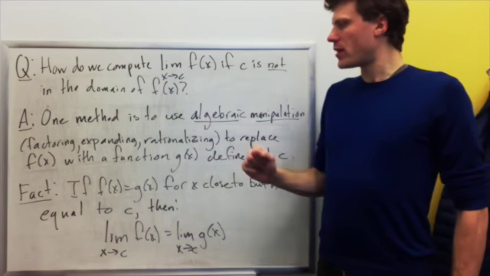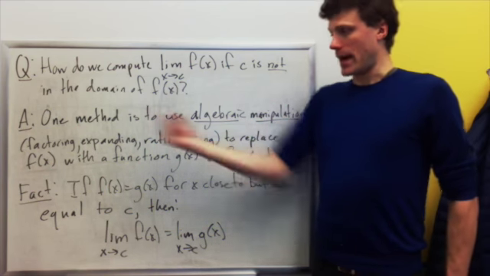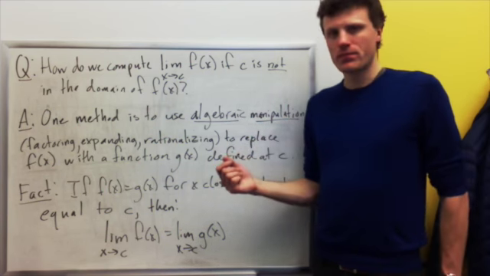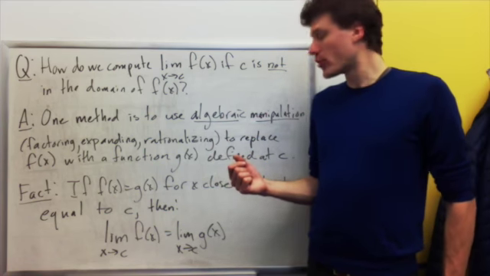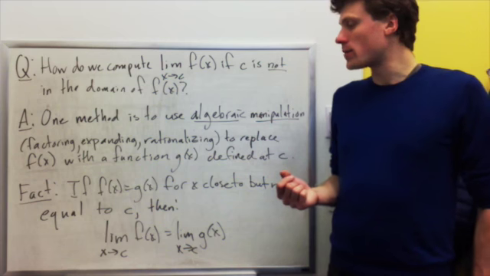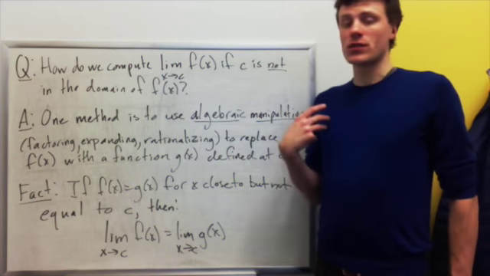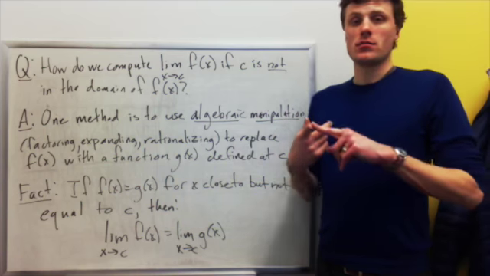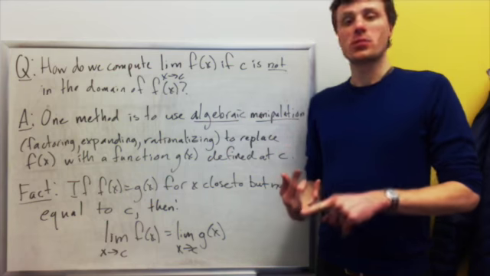Well, one method is to use algebraic manipulation. For example, factoring, expanding, or rationalizing, e.g. rationalizing a denominator or numerator, to replace f of x with a function g of x that is actually defined at c. And so long as g of x is polynomial, rational, algebraic, then we can just plug in.